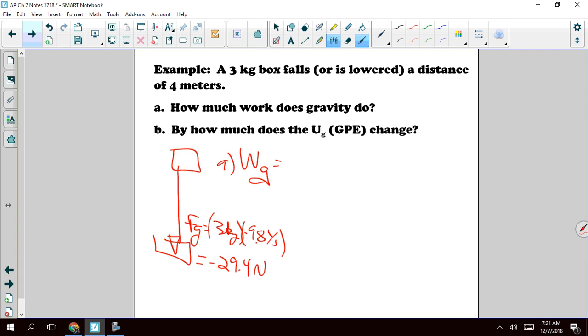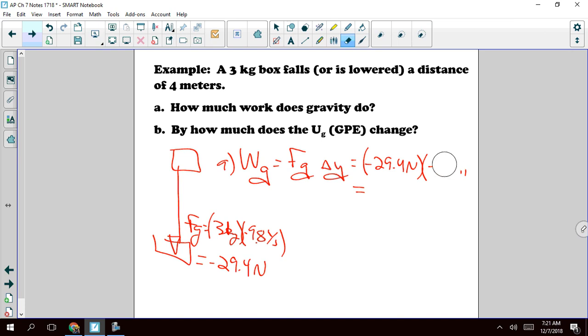So the work done by gravity is the force of gravity times, in this case, our change in height. Everything is in the same axis, so we can just multiply. Our force of gravity is negative 29.4 newtons. Our change in position is down, no, sorry, down 4 meters. So multiply this and the negatives cancel, you get 117.6 joules. All right, so that's part A.